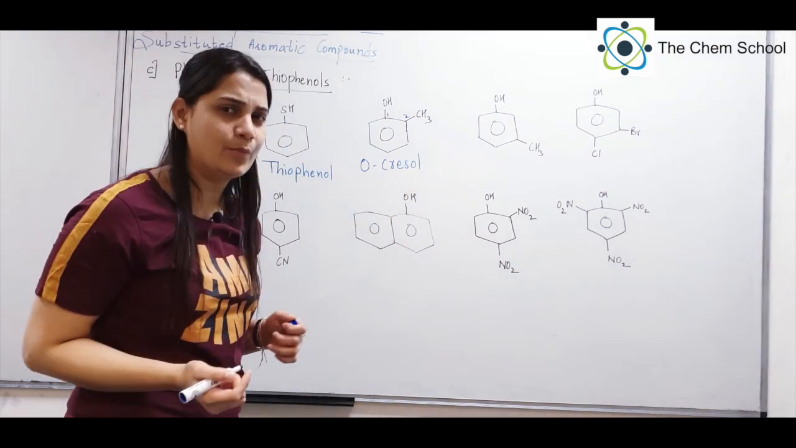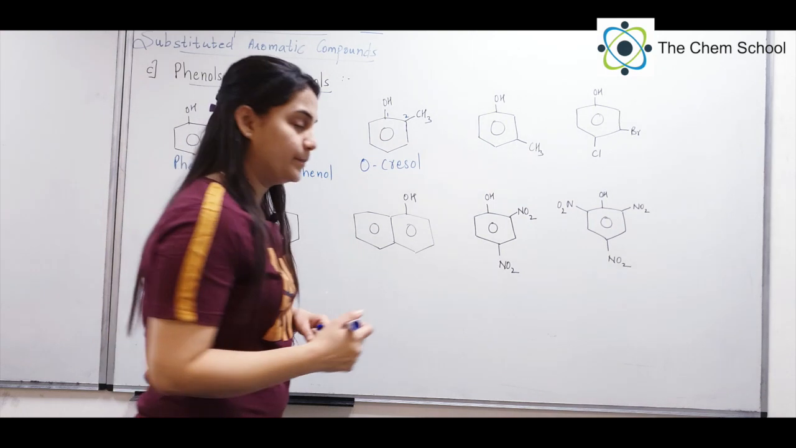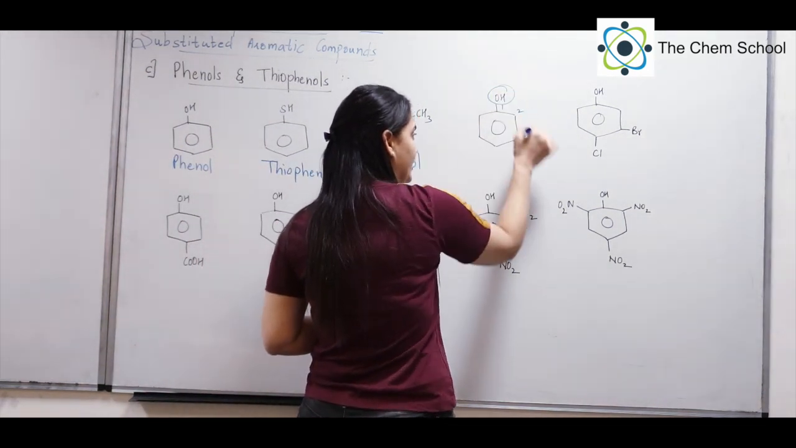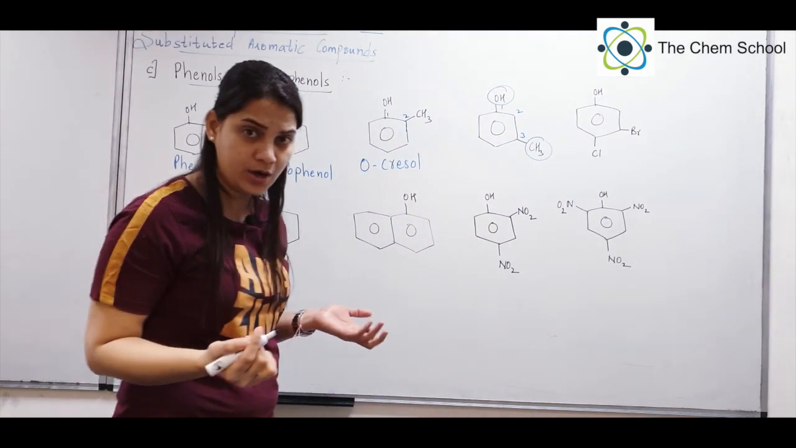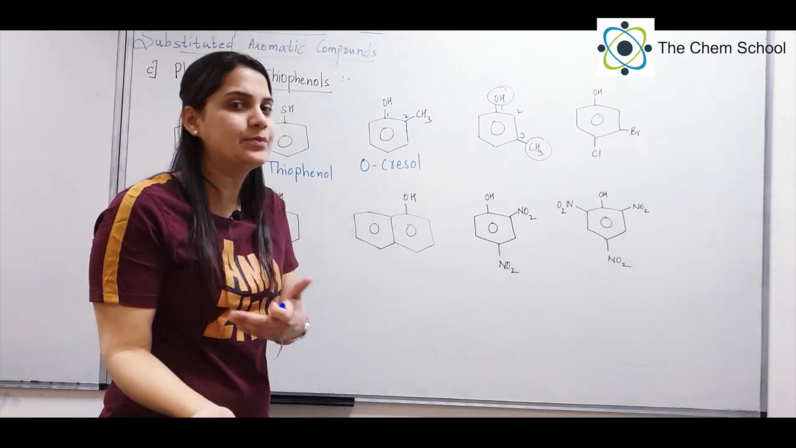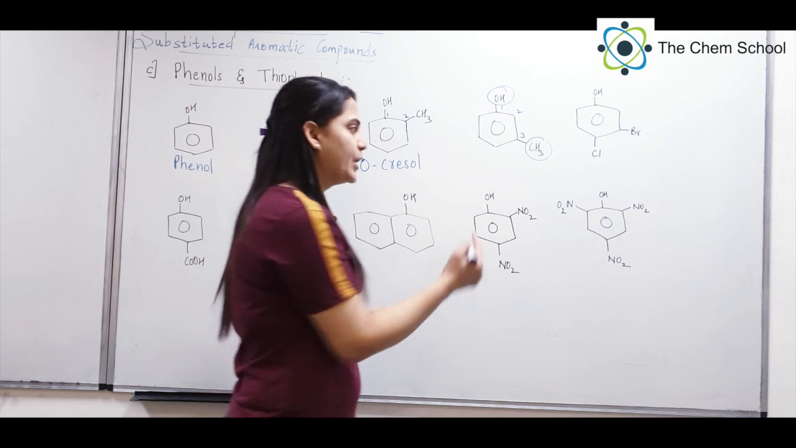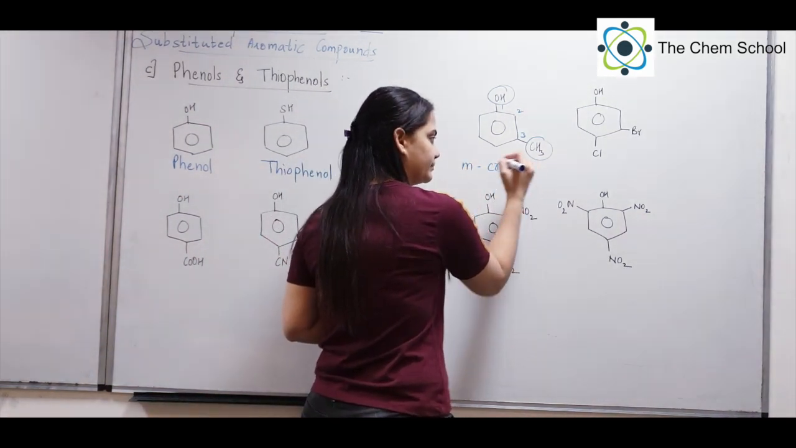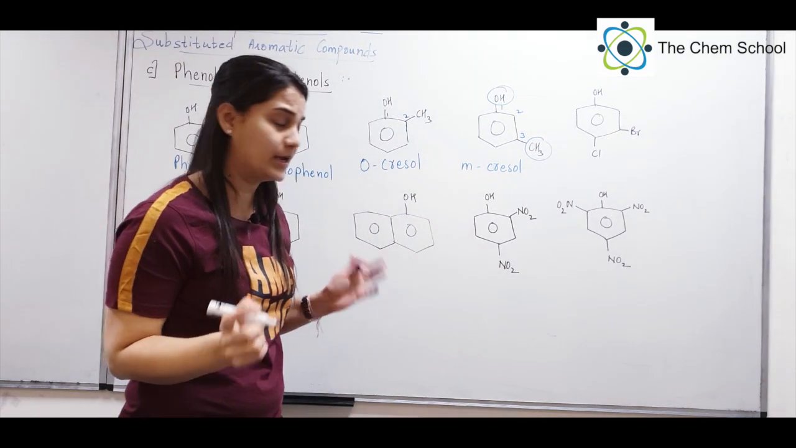Let's have one more example. So the next one, if I have this 1, 2 and 3. So here you have a 1, 3 substituted cresol, and we know that if it is 1 and 3 substituted, we call it meta. So this structure is going to be meta-cresol. I hope you are clear with this.